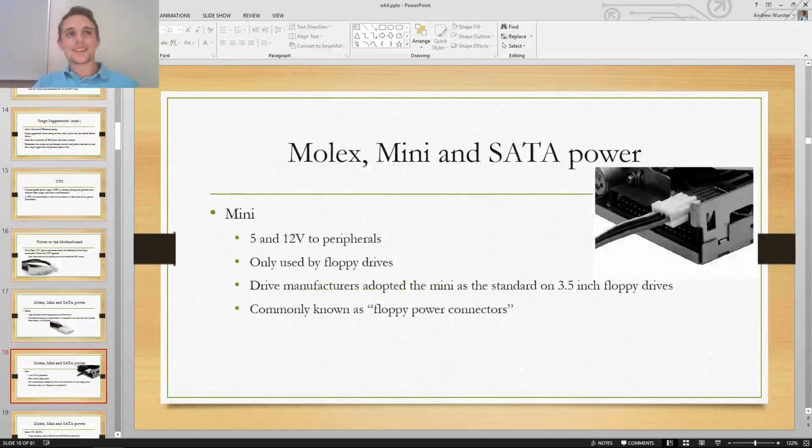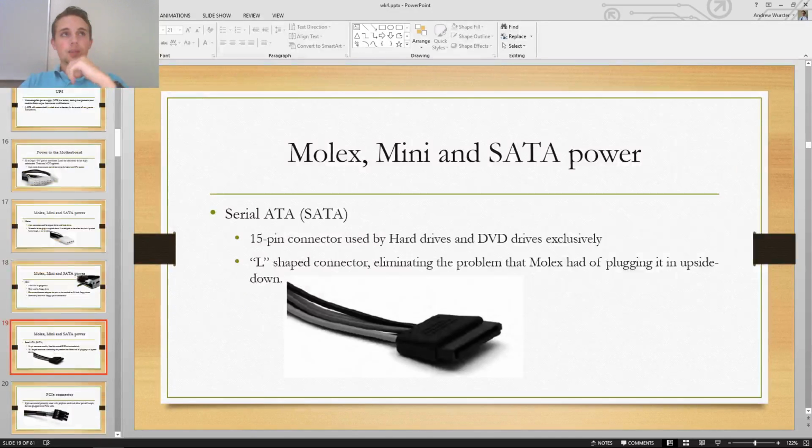So the mini connector is 5 and 12 volt, and that'll go to floppy drives. Once again, you'll see these, but you're not really going to use them because it's floppy drives. But I guess they put it in there because you might see it. You'll probably see this, but it's improbable.